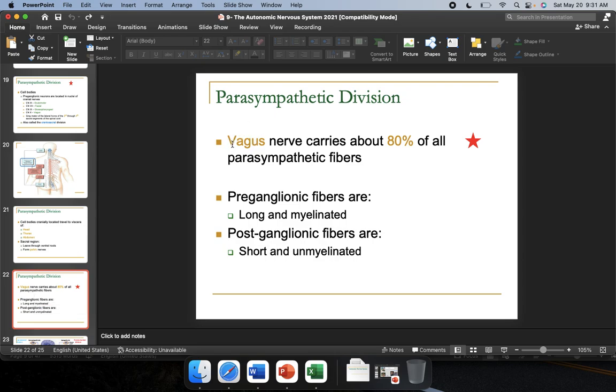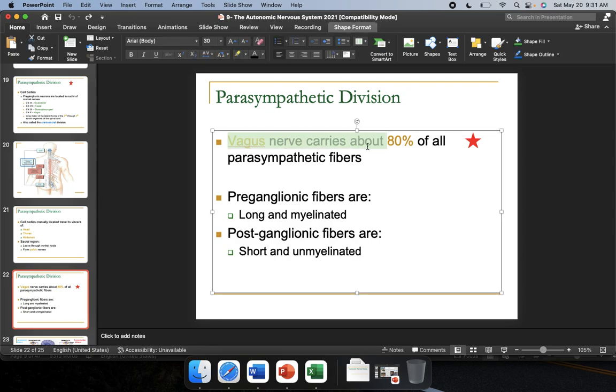An interesting note here: the vagus nerve carries about 80% of all parasympathetic fibers. When we went through cranial nerves, I mentioned to you that if we only learn one cranial nerve, remember this one. It's going to come up again and again in your clinical schooling. This vagus nerve fiber is really important in bodily functions as we ramp up and ramp down.